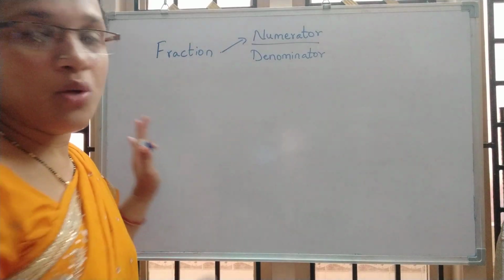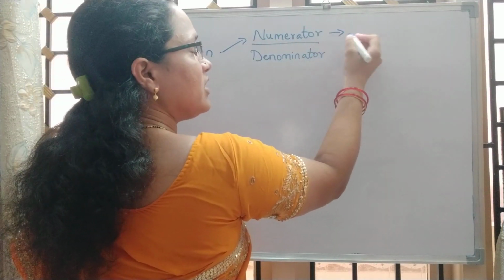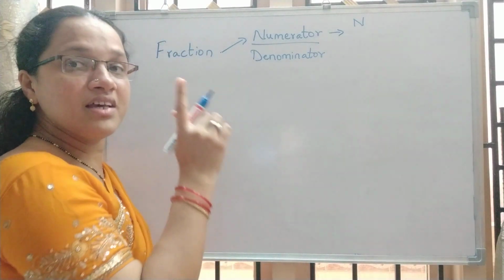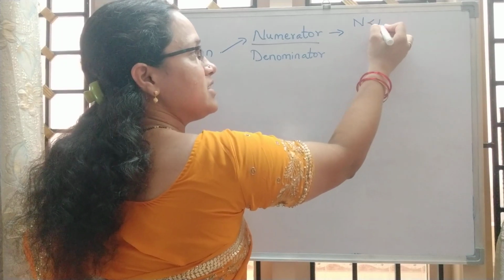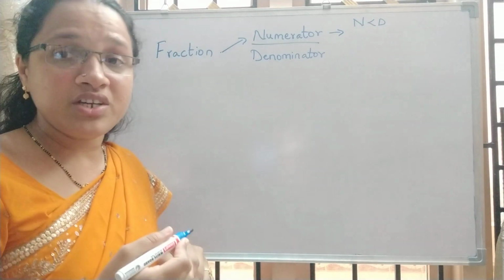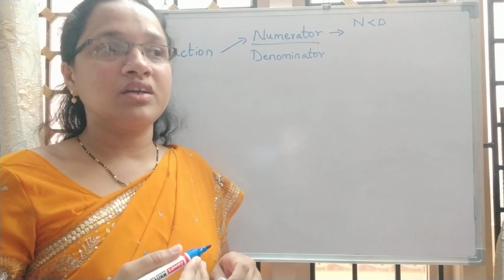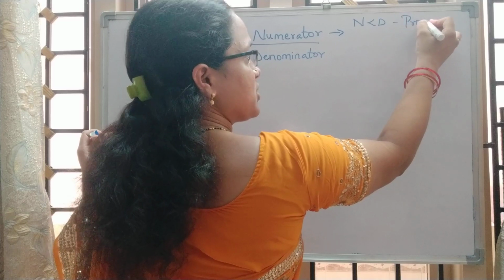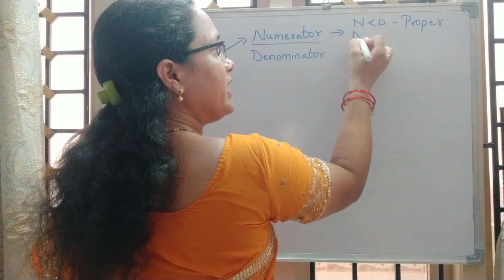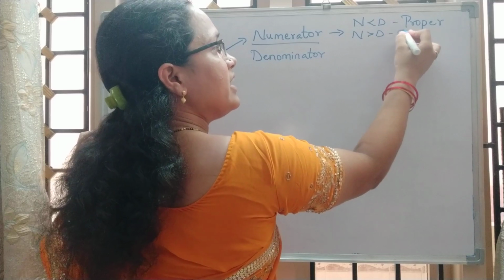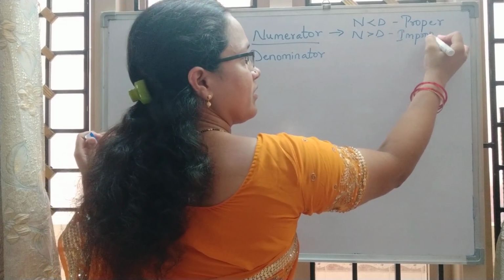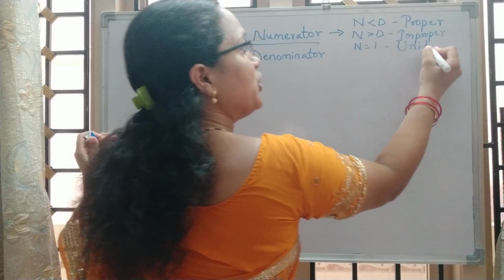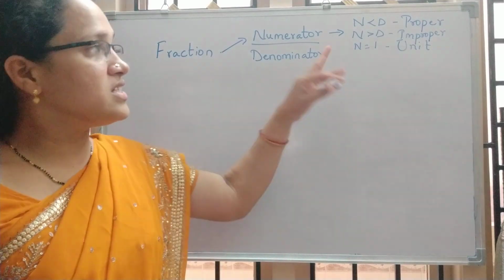So this is numerator and denominator. According to the numerator, what have we learned? If the numerator is less than the denominator, what type of fraction is it? Yes, it is a proper fraction. If the numerator is greater than the denominator, it is an improper fraction. And if the numerator equals 1, we call it a unit fraction.